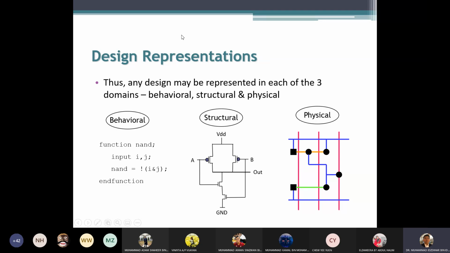So we conclude this: any design you can present in each of the three domains. The first one is behavioral. If you ever learned about HDL language, this is kind of the code.